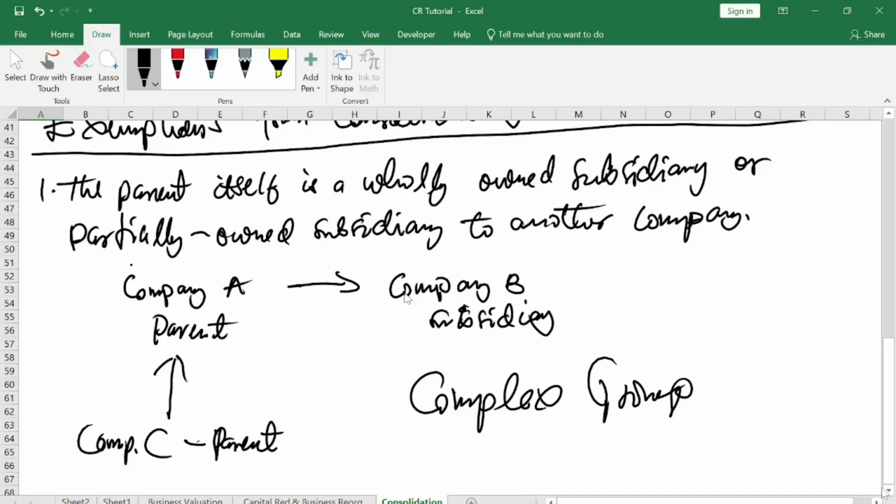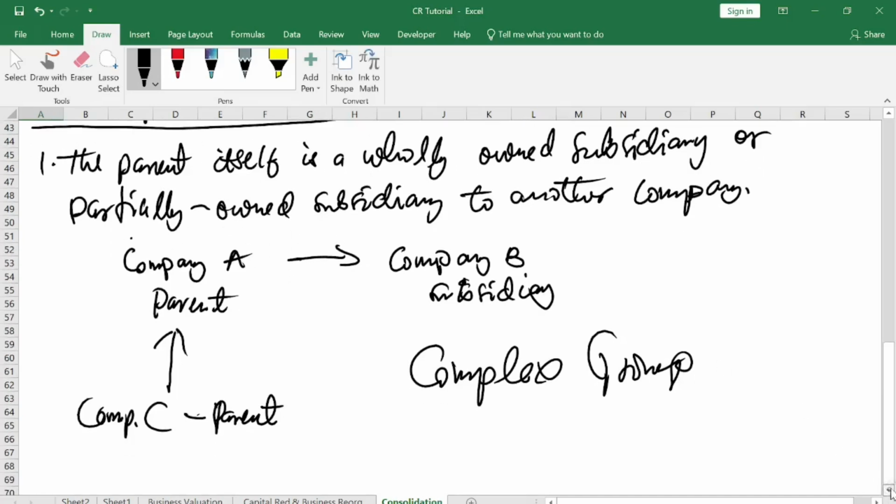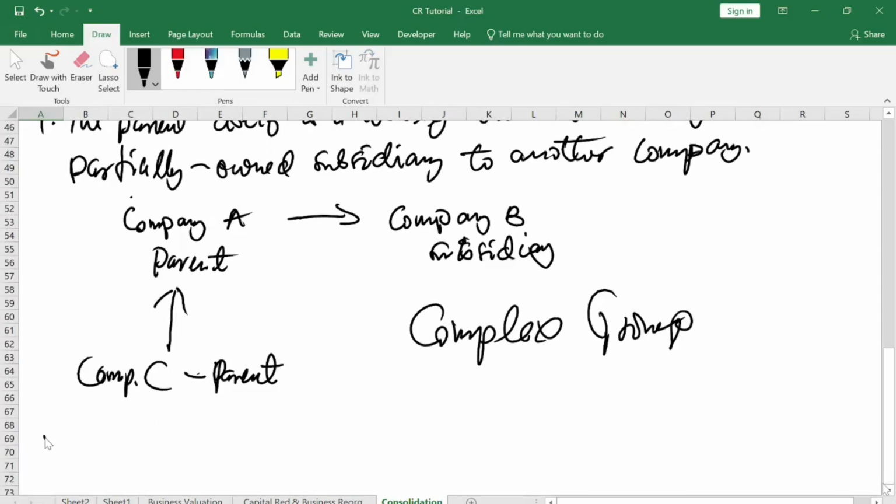So for that reason, company A cannot consolidate company B. Are you with me? That's why we say the parent itself is a wholly owned subsidiary or a partially owned subsidiary. So you can't consolidate. You put that one at the back of your mind.